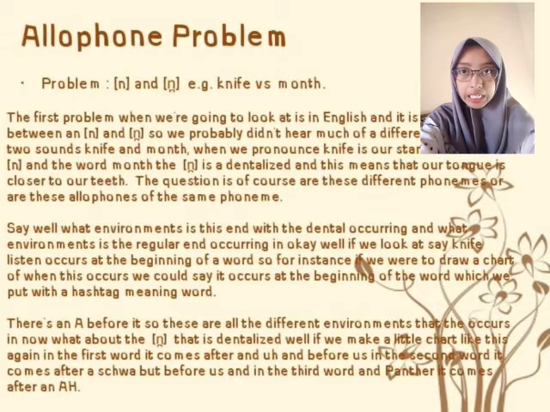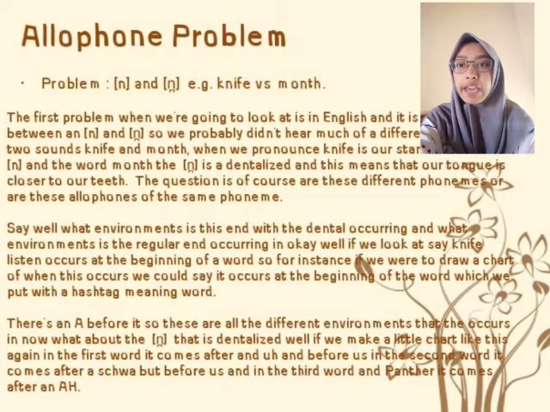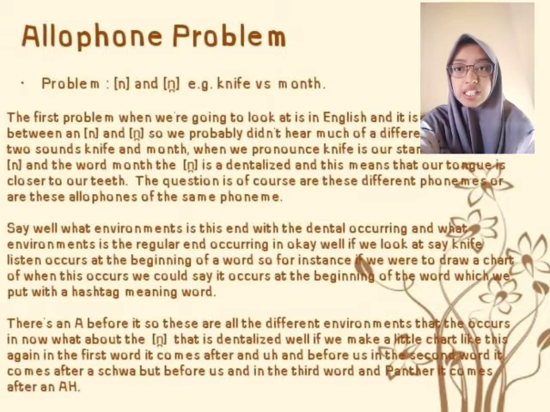My name is Sylvia Dwi Marcelina, and here I want to explain about the problem of allophones. As we know, an allophone is a variant or type of pronunciation of a phoneme. The first problem we are going to look at is in English, where there is a difference between n and n with a dental mark. We probably don't hear much of a difference between the two sounds. For example, knife and month, and then new and billionth. When we pronounce new, it is our standard n, and in the word billionth it is dentalized. This means that our tongue is closer to our teeth.